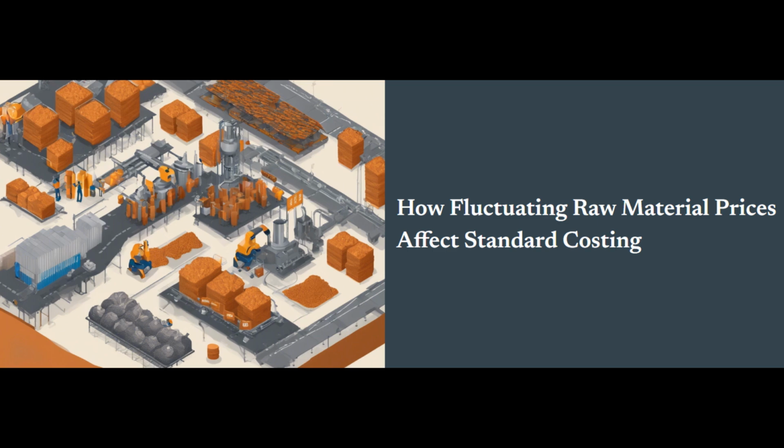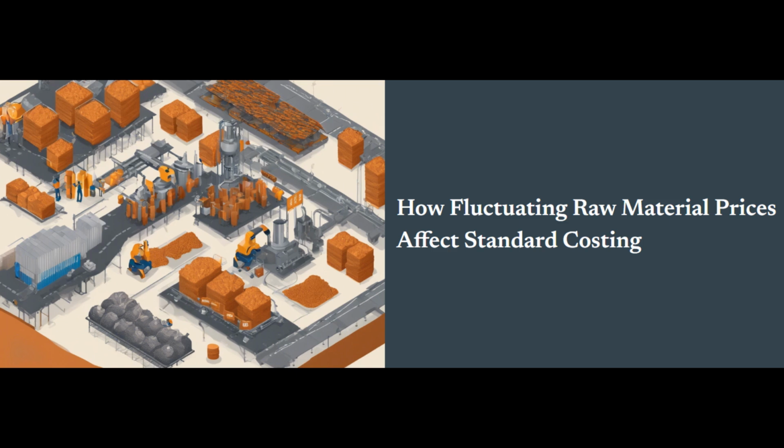Impact on pricing and profitability. If cost standards are not regularly updated to reflect changes in raw material prices, it can have a significant impact on product pricing and profitability. If material costs increase but selling prices remain the same, profit margins will erode. Conversely, if material costs decrease but selling prices are not adjusted downward, the company may lose market share to competitors.